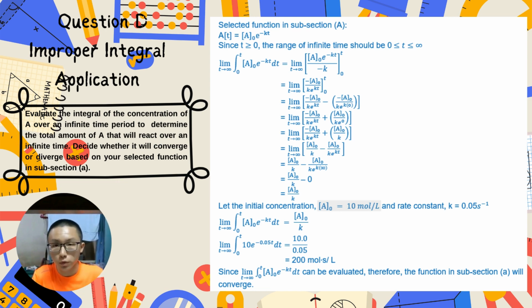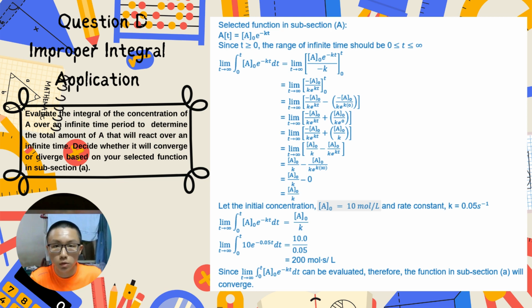So now I will be going through with you question D in this project, which is improper integral application. So here is how the question looks like. Evaluate the integral of the concentration of A over an infinite time period to determine the total amount of A that will react over an infinite time. Decide whether it will converge or diverge based on your selected function in subsection A.